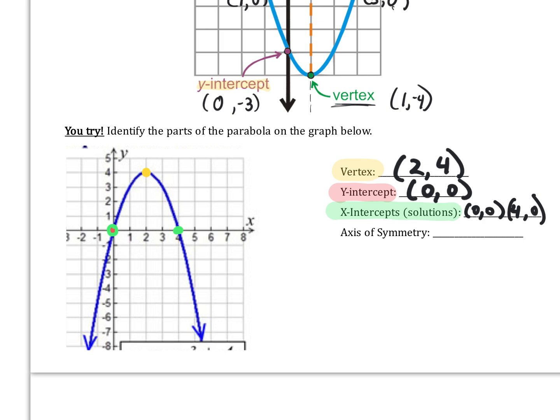And then my axis of symmetry is this line that goes straight through the vertex, like that. And in this instance, we say x is equal to 2. Now I want you to notice this right here is the exact same as this right here because they're going through the same point. So please notice that.